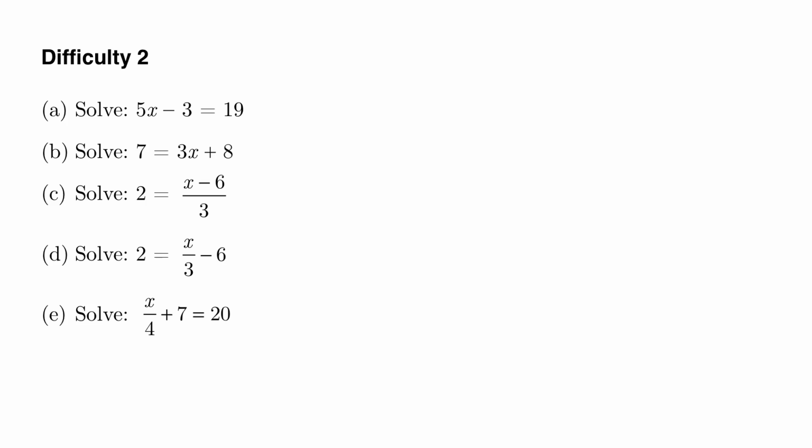In this video, we are solving equations that will require us to take 2 or more steps. It's easiest just to see a few examples, so let's start with the first one. We're going to begin with 5x minus 3, and that equals 19.